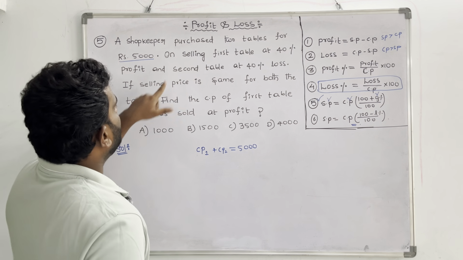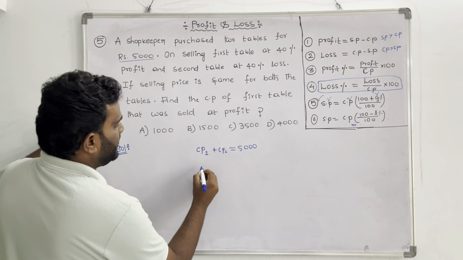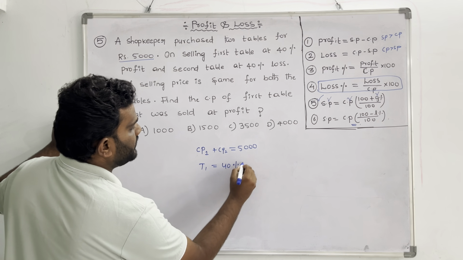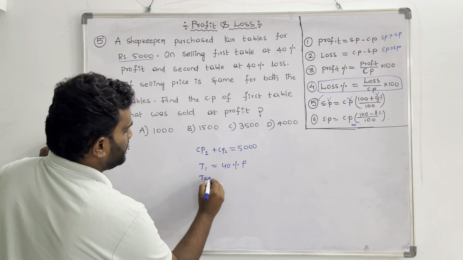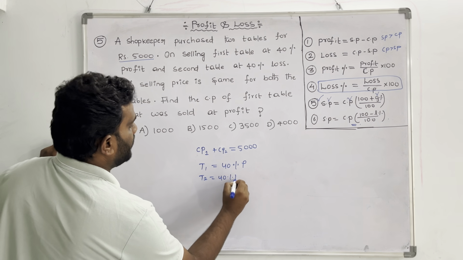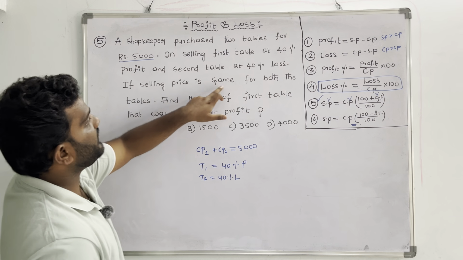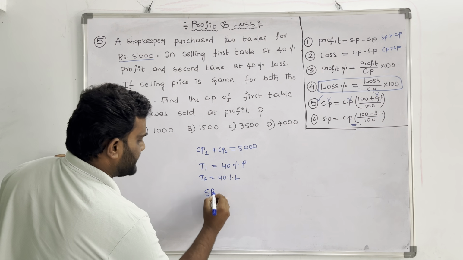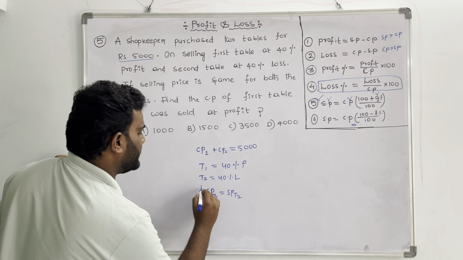Okay. Next, on selling the first table at 40% profit. So first table profit, how much? 40% profit, and second table at 40% loss. If the selling price is the same for both tables, see, selling price of table 1 is equal to selling price of table 2. He is giving this condition.